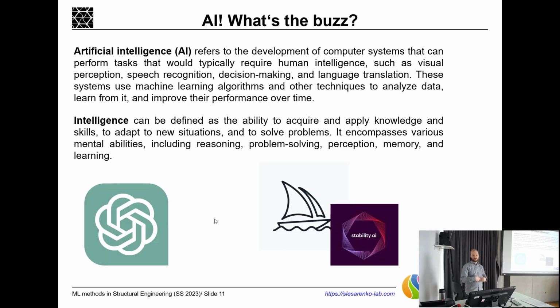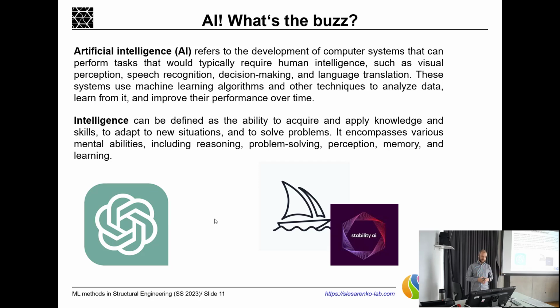What I would like to actually introduce in this class is a little bit of historical background and current overview of AI. So let's take a look at the definition. Artificial intelligence refers to the development of computer systems that can perform tasks that would typically require human intelligence, such as visual perception, speech recognition, decision-making, and language translation. These systems use machine learning algorithms and other techniques to analyze data, learn from it, and improve their performance over time.